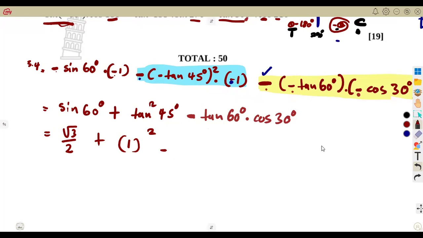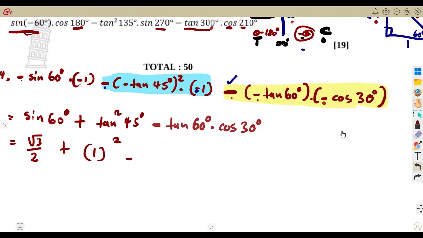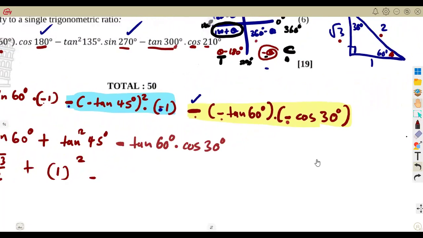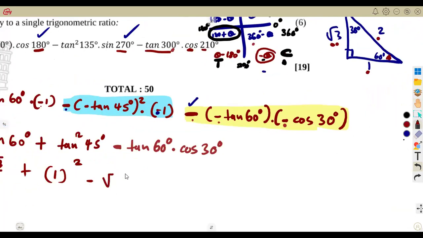So if we are to consider, we have got the tan of 60 here. From this part, it was going to be what? The tan of 60. Remember, tan is opposite over adjacent. So it's the square root of 3, opposite over adjacent. That's the square root of 3 times the cos 30.